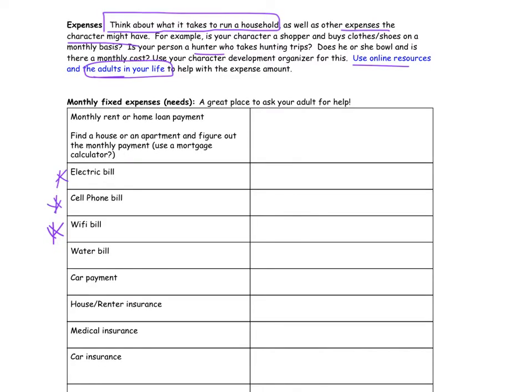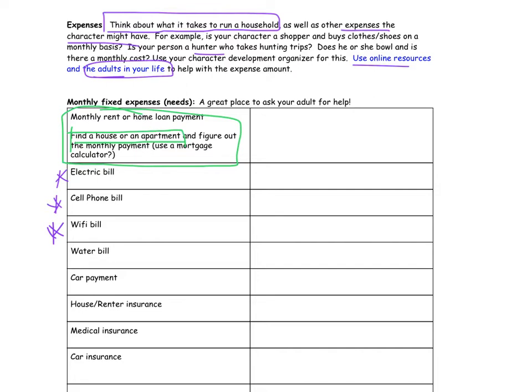The part that will probably change the most based on what you filled out is, do you have a monthly rent or are you a homeowner? There's that part of part one where it asked, are they renting? Are they a homeowner? What kind of house? So now you need to decide, and you need to actually do some research.